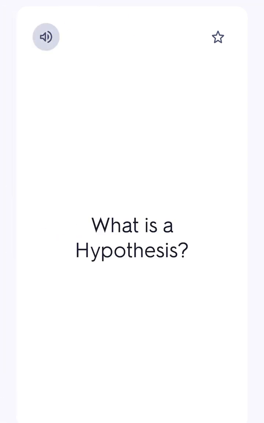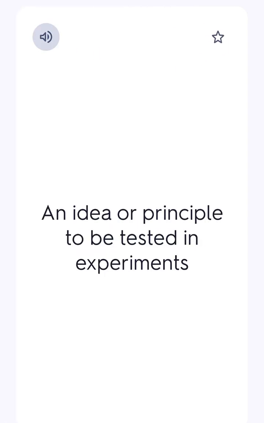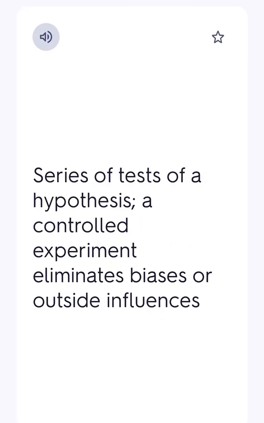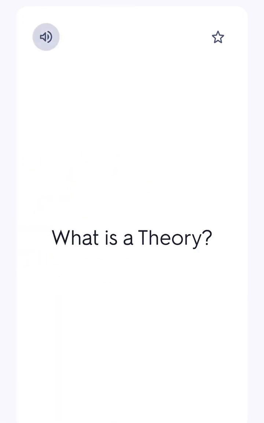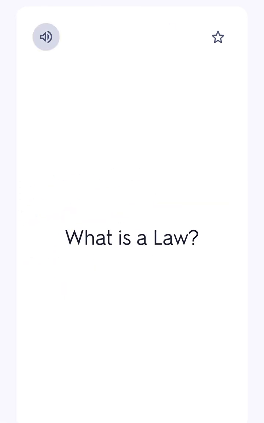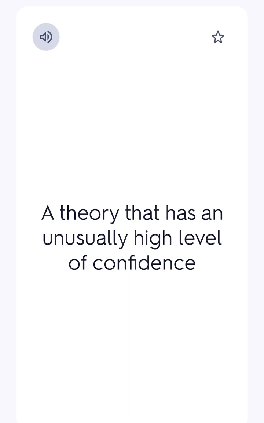What is a hypothesis? An idea or principle to be tested in experiments. What is an experiment? Series of tests of a hypothesis. A controlled experiment eliminates biases or outside influences. What is a theory? A hypothesis that has been proved by experiments to have a high degree of confidence. What is a law? A theory that has an unusually high level of confidence.